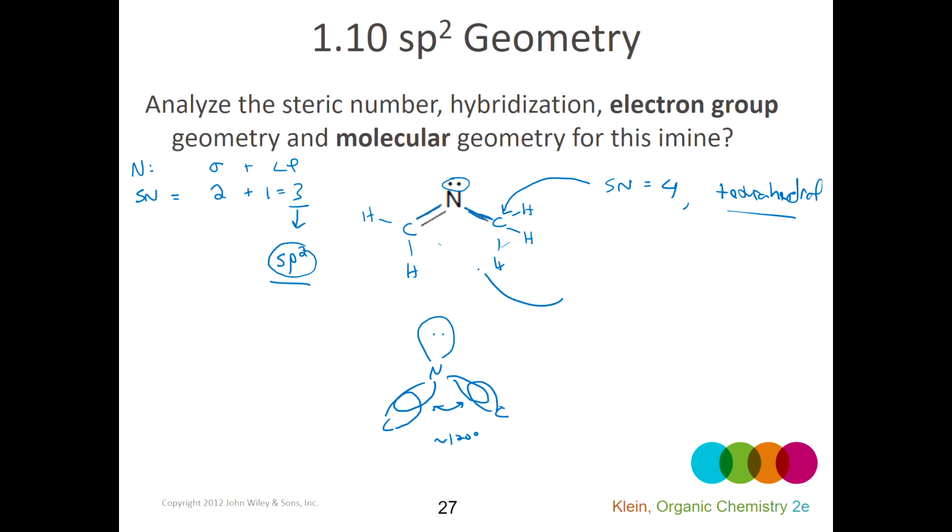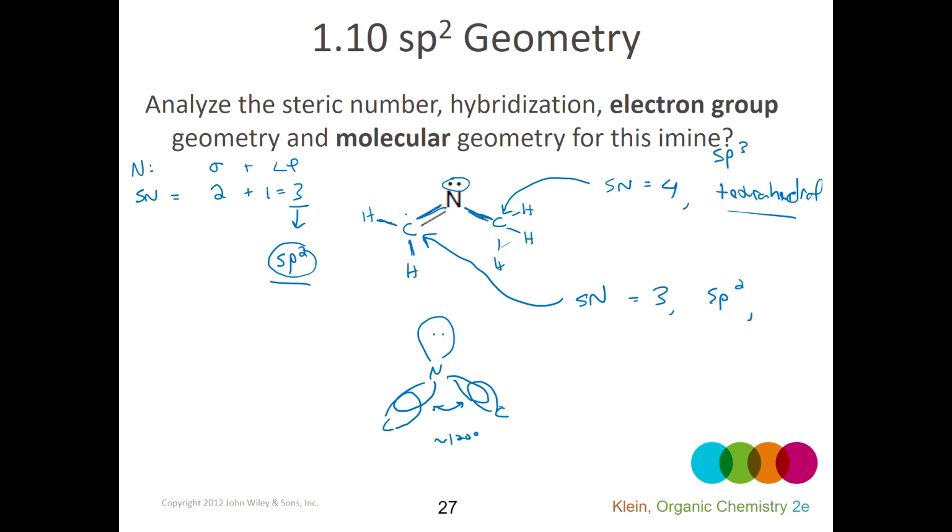Now what about this carbon? Here the steric number is 3. It's got 1, 2, 3 sigma bonds and 0 lone pairs. Steric number of 3 means it's sp2. This one was sp3.